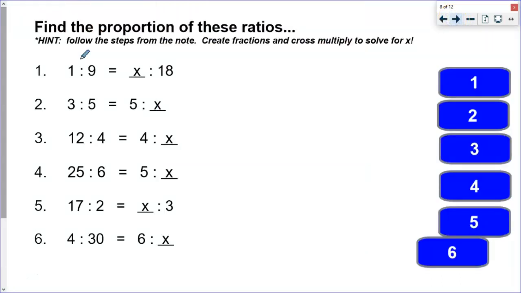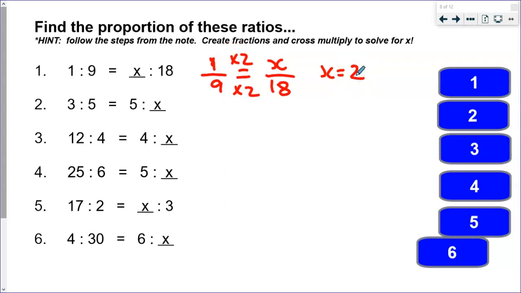So I want you to just be aware of what's happening here. These are written all as ratios. If you're having trouble with that visual, you can always write it out as a fraction. So this is saying 1 to 9 equals x, which is the unknown, the number we want to find, to 18. I can see here we multiply by 2, so I'm going to do the same up here. So this x would equal 2. All right, simple one.